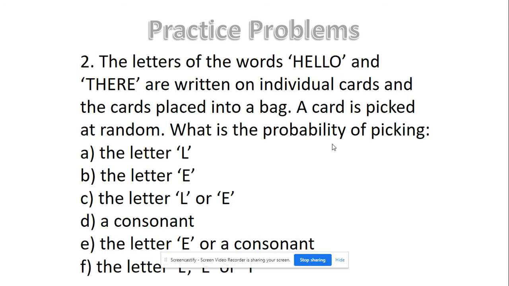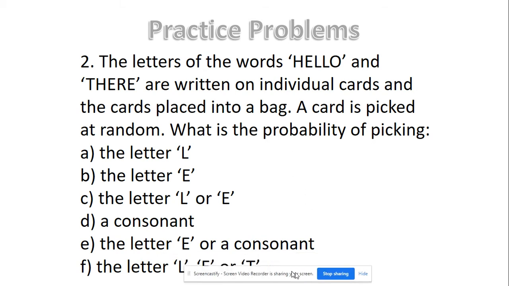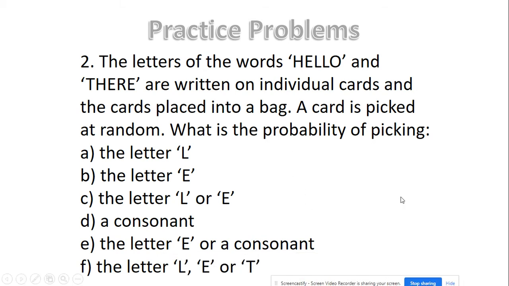All right, so the letters of the words hello and bear are written on individual cards. So there are 10 cards. Each one of them has a letter. A card is being picked at random. What is the probability of picking the letter L? 1/5. What is the probability of picking the letter E? Letter L or E? A consonant, not a vowel.